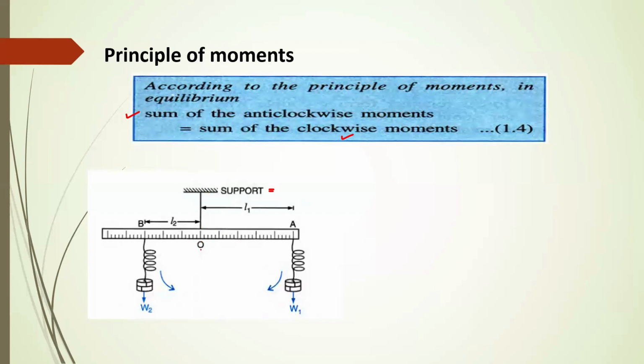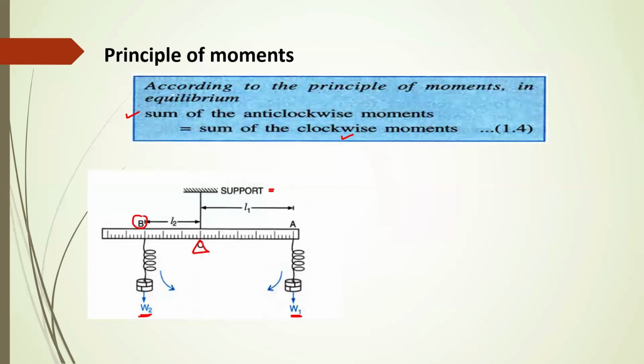O is the point, we can say it is a pivoted point. Then there are two weights, one W1 fixed at point A or end A, and W2 is the weight acting at point B. Now, how do I apply the principle of moment here? Principle of moment says sum of anticlockwise moment equal to sum of clockwise moment.